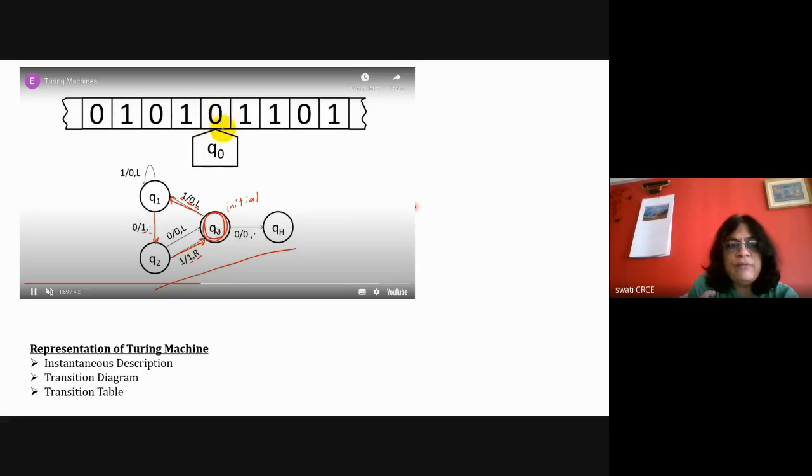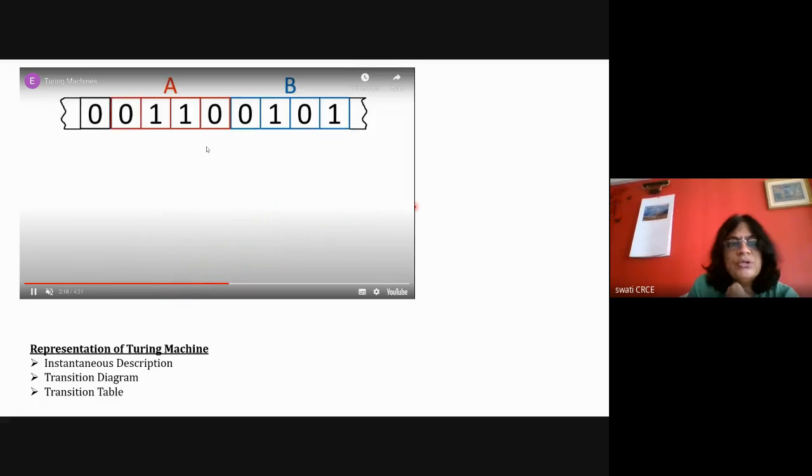Now in Q0, if it is getting 0, 0 is changed to 0 and there is no move. It is not going to left, it is not going to right. It is N and it's in the halting state. So 0 is changed to 0 and it is going to the final state. They have represented final state as QH. So it is a halting state. Okay. So this way it is working.